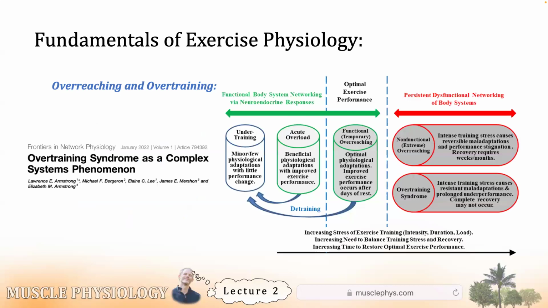But overtraining syndrome is not like overreaching. It's a complex syndrome that you might never recover from. It's going to take a really long time if you ever do, but potentially you'll never recover from this. It involves lots of body systems, immune system, neuroendocrine system. Yeah, all these are compromised.